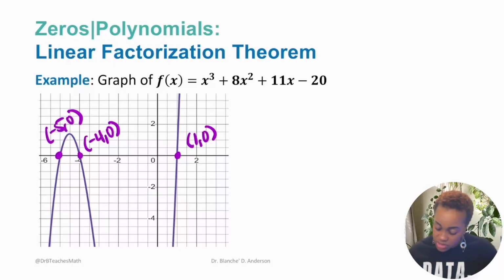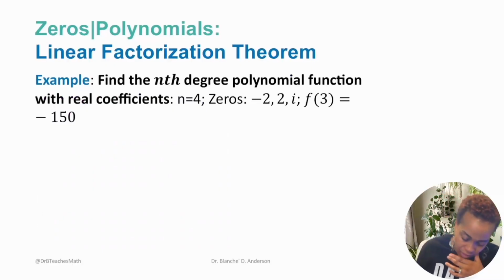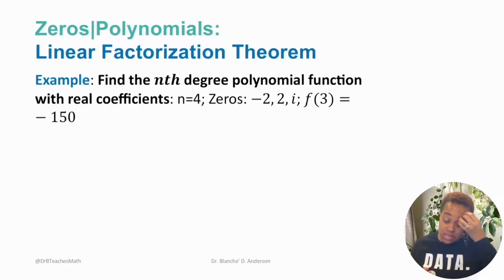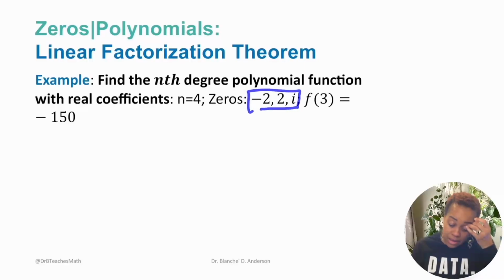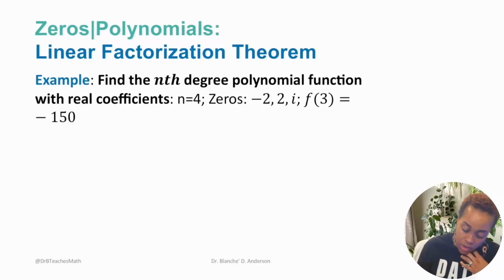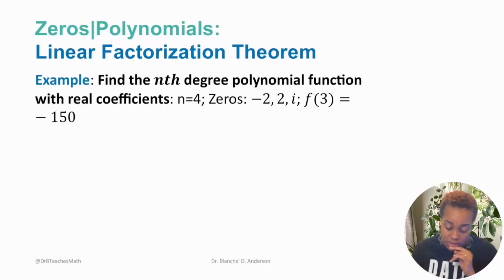So let's do another one. All right, this one, they're telling us the degree is 4, and these are the zeros: 2, negative 2, 2, and i. And then f of 3 equals negative 150. One thing I want to point out: there's supposed to be 4 zeros because the degree is 4. How many do you see here? Negative 2, 2, and i.